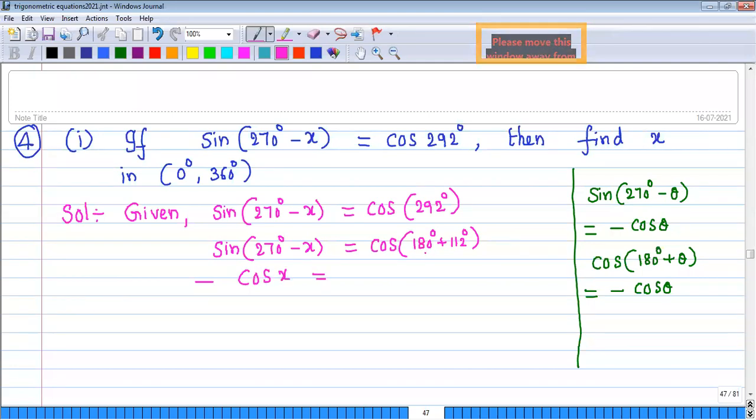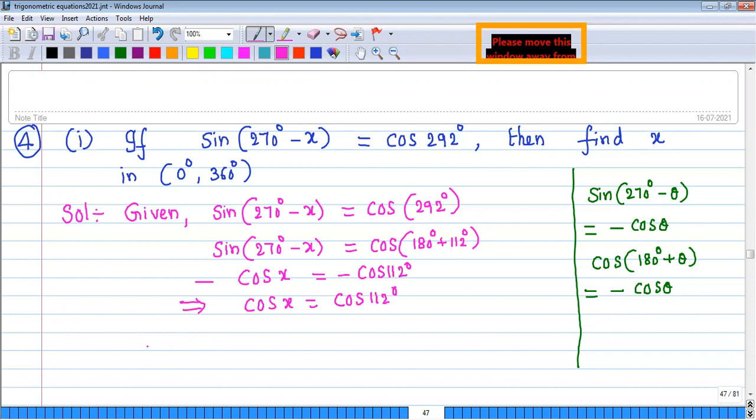Cos of 180 plus theta is minus cos theta. So minus cos 112. Minus minus cancel. That implies we have cos x equal to cos 112 degrees. Am I correct or not? Right? Yes, sir. This 112 lies between 0 to 360 only.